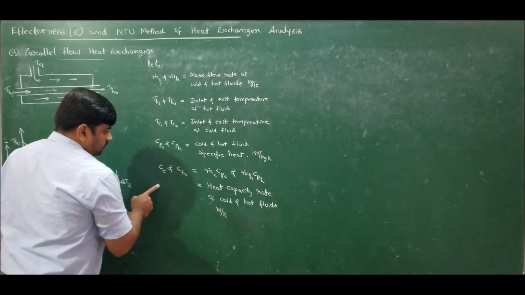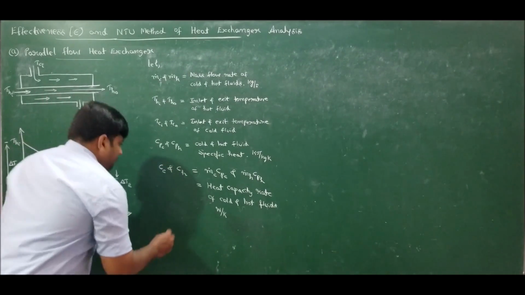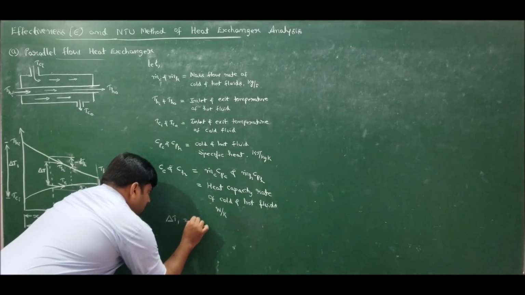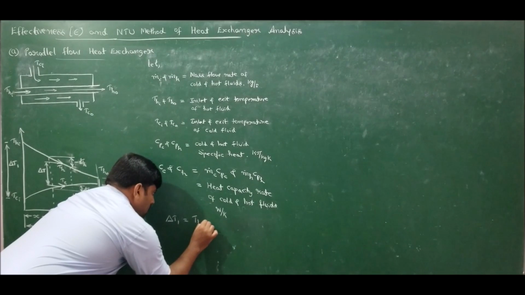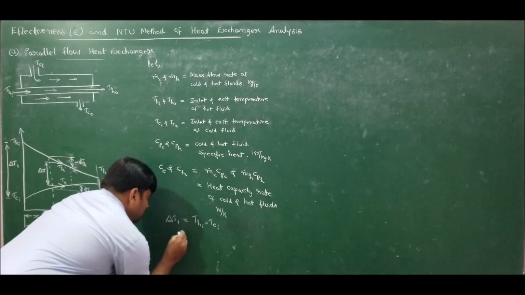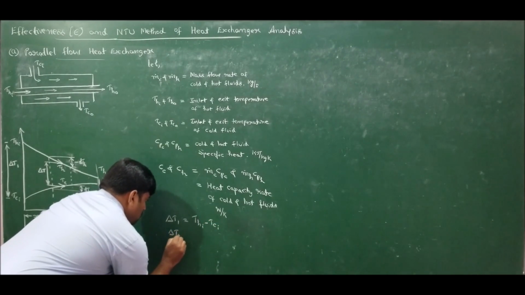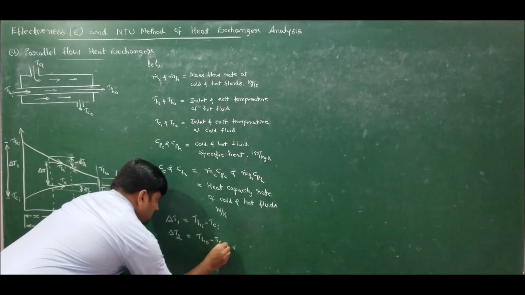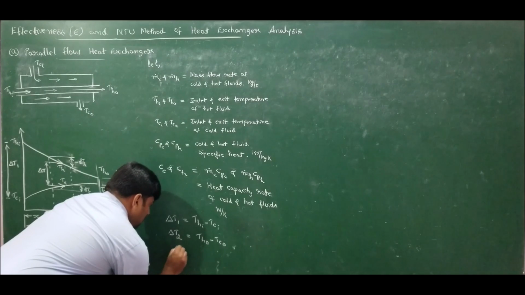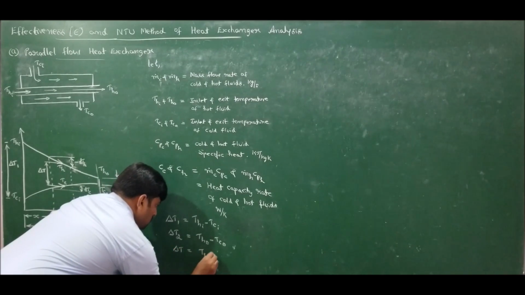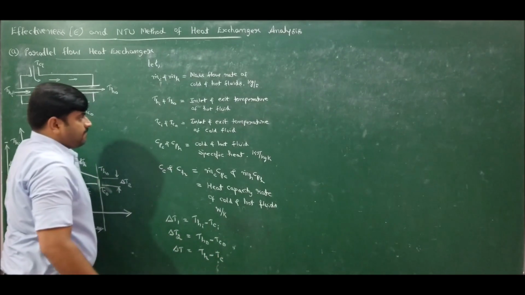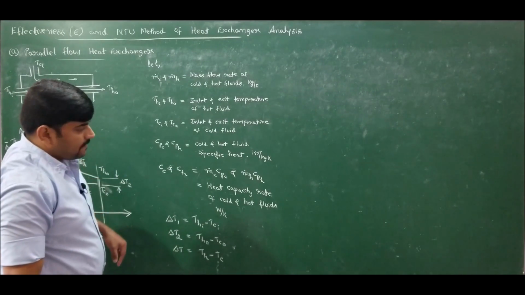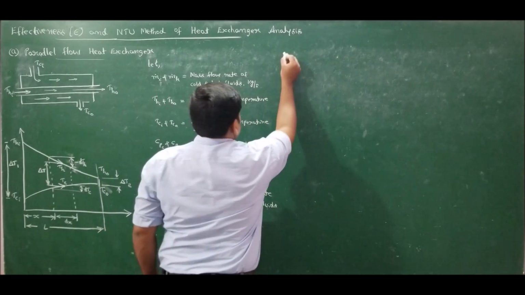Next, temperature differences we have, right? Delta T1 is given by what? Delta T1 is THI minus TCI. Delta T2 is THO minus TCO. And delta T is TH minus TC. Hope I have defined all the terms. Now let us derive the expression.